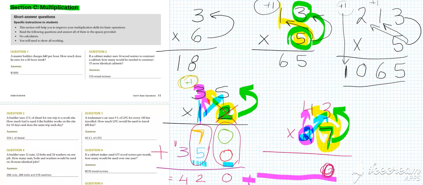So we'll go through some of our questions together so that we can check to make sure that we understand what we're doing.